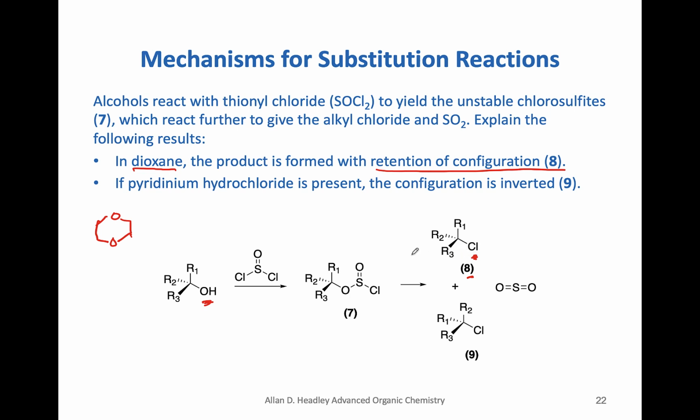On the other hand, if we should add an additional chloride in the form of pyridine hydrochloride as a salt, there is inversion of product. The product is inverted to give 9. The question is, how do we explain that? So let's look at a possible explanation.